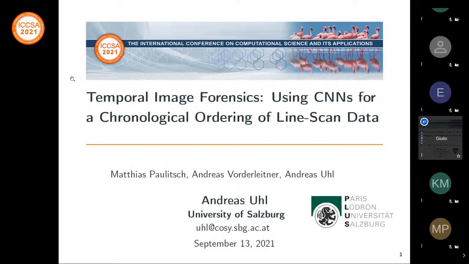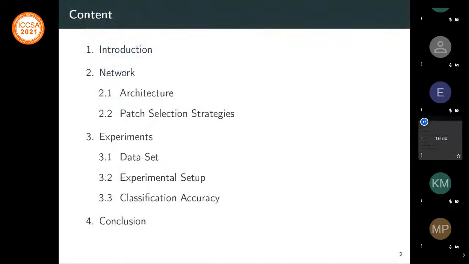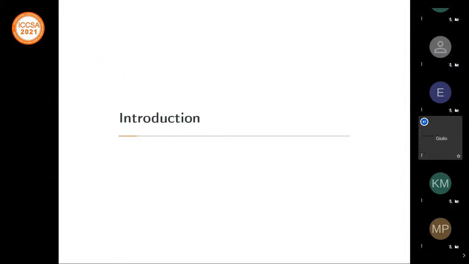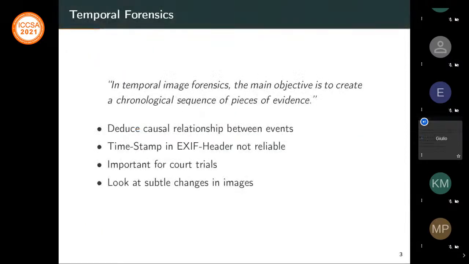Okay. Hello, my name is Georg Wimmer, and I present the paper Temporal Image Forensics using CNNs for chronological ordering of line scan data. First we start with the content: first the introduction, then the network, where we present the architecture and the patch selection strategies, then the experiments, where we introduce the dataset, the experimental setup, and finally the classification accuracy, and we finish with the conclusion. Yeah, we start with the introduction.